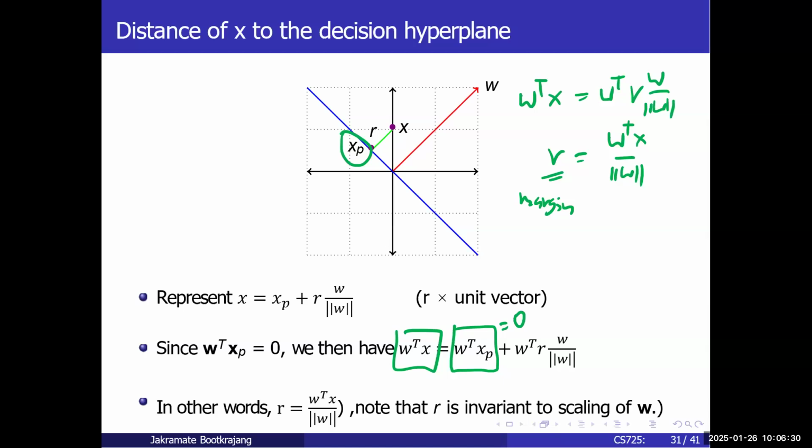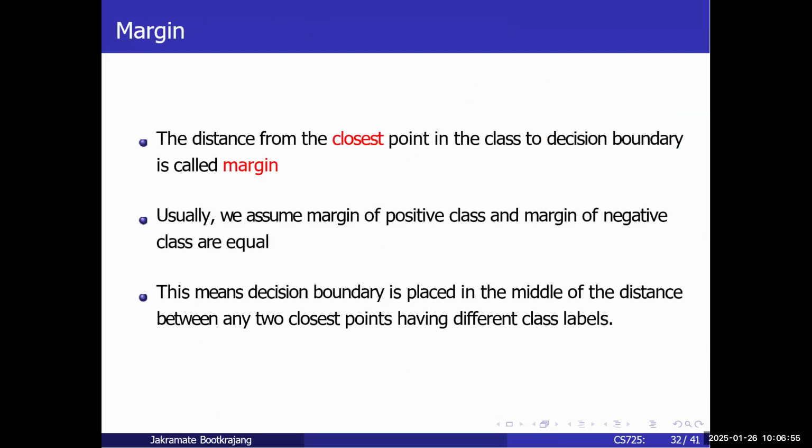So for every point, if you know the decision boundary, you can calculate the margin, the distance from the point to the line. And we want to maximize this margin, right? So we want to maximize this equation. And so the margin in this case is the distance from the closest point in the class to the decision boundary.